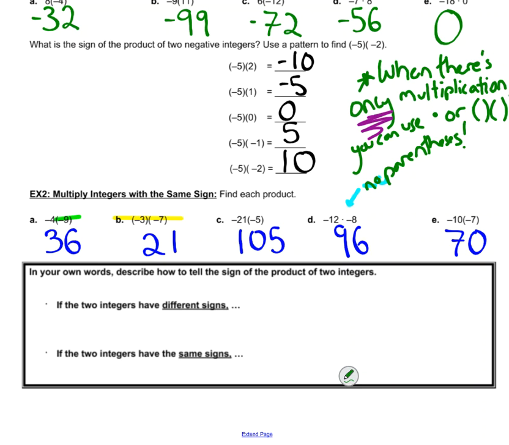In your own words, describe how to tell the sign of the product of two integers. And the sign, that just means if something is positive or negative. So I'm going to write if positive or negative. That's what the sign means. So if the two integers have different signs, then the product is negative.